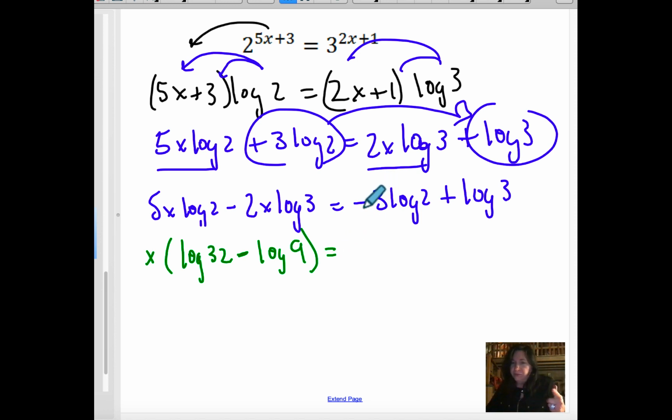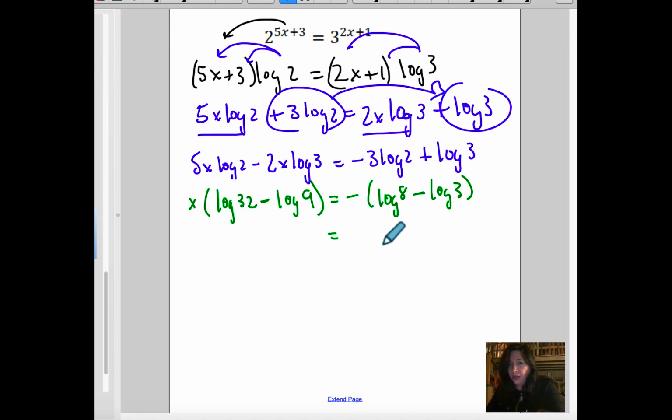equals, I'm going to factor out the negative sign, and then I'm going to get log of 2 to the third power, which is 8. Ooh, look at this right here. See that minus? We took out that negative. So I'm going to go minus log base 10 of 3, which actually can be simplified to negative log base 10 of 8 over 3, just like that, 8 over 3.